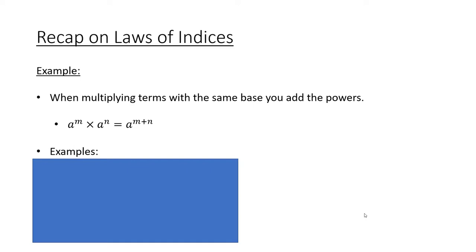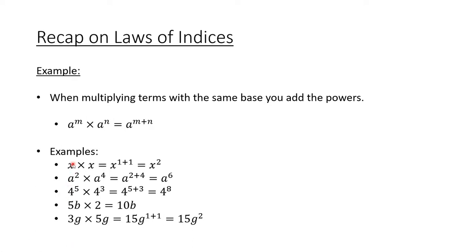Okay, so simplifying expressions. The first thing we're going to do is recap two of the laws of indices, multiplying and dividing. As we go along, please do copy this out. When multiplying terms with the same base, you add the powers. So we've got the same base of a, a to the power of m multiplied by a to the power of n. Our base stays the same, and then all we do is add our two powers.